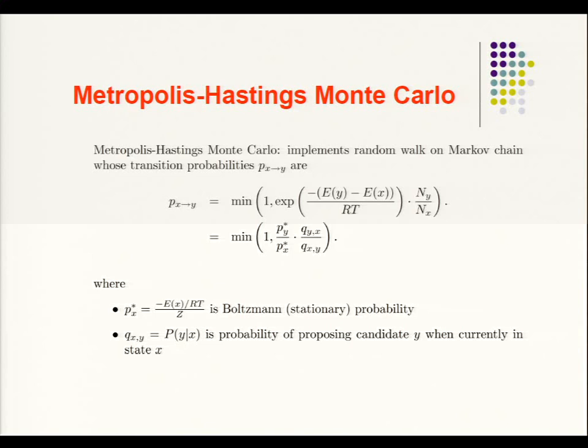Hastings introduced a small change to the transition which renders the underlying Markov chain reversible. The probability of going from x to y is the minimum of 1 and e to the minus delta E over RT, times 1 over the number of neighbors of x, which is what we had before, times the number of neighbors of y. If you do a small calculation, this term easily shows that the underlying Markov chain is reversible, and hence we have a converged distribution.